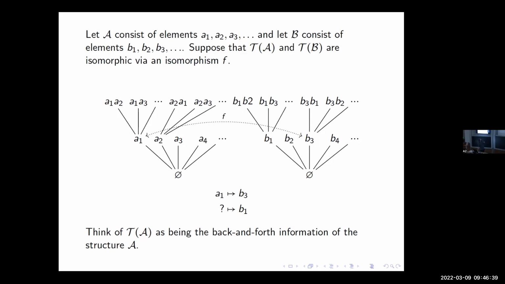Then we say, okay, now B1 needs to come from somewhere. What we're going to do is look at the tuple B3, B1, and see where that maps to. So that maps to something, and it has to map to something extending A1. It maps to something like A1, A2. And then we say, okay, B1 came from A2. Basically what we do is the back and forth construction along a path through this tree of tuples. So the point is that you can think of the tree as being the back and forth information of the structure. It's enough to do any kind of back and forth argument.